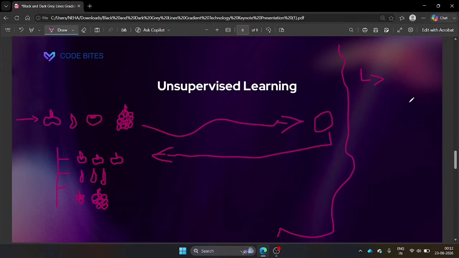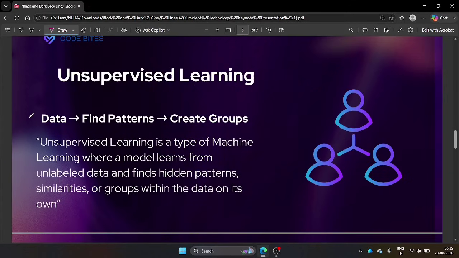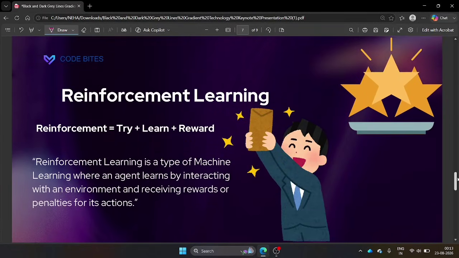Just remember one thing: unsupervised learning is like finding hidden patterns or grouping unlabeled data. We give unlabeled data, it finds the patterns and creates the groups. That is what we call unsupervised learning. Unsupervised learning is a type of machine learning where a model learns from unlabeled data and finds hidden patterns, similarities or groups within the data on its own. If you have any doubt, let me know in the comments.